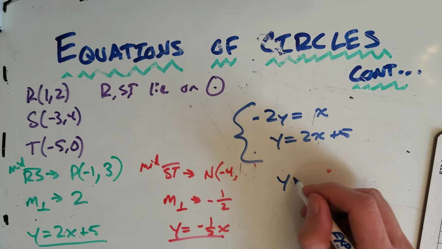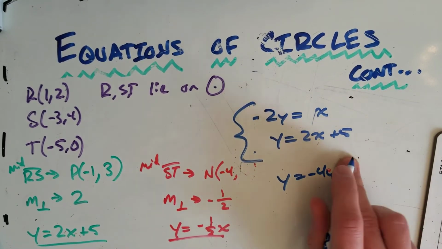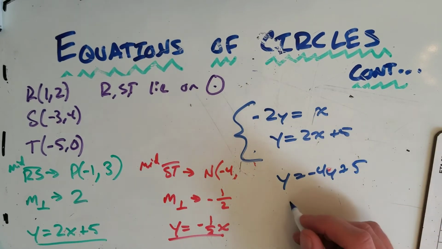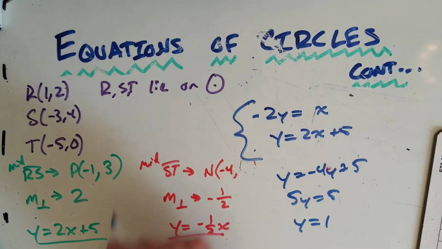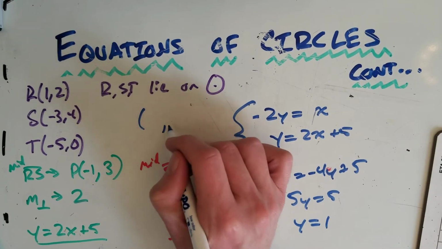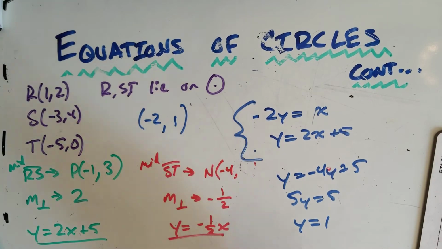You would have y equals 2 times negative 2y, which is negative 4y, plus 5. So 5y equals 5, y would equal 1. So our point of intersection would be something comma 1. Substitute in up here, you're going to get x is negative 2.